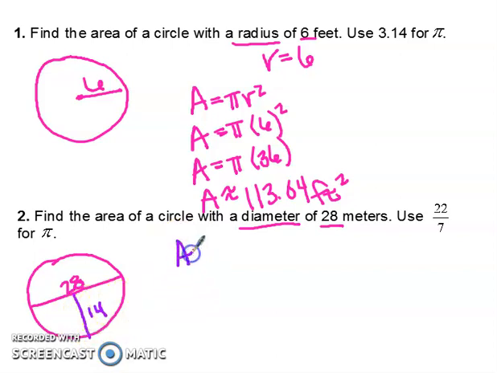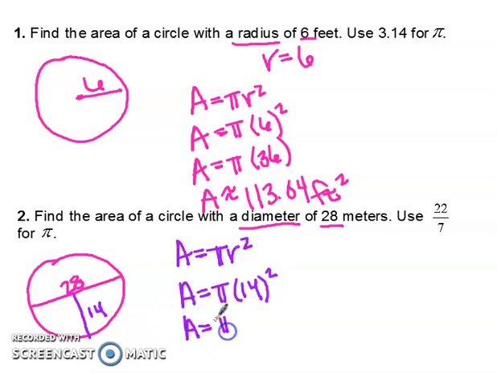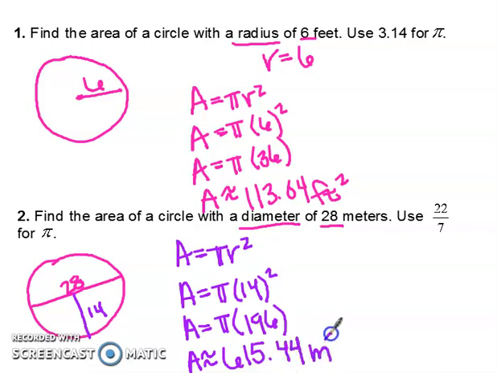Write the formula down. Substitute in the value of r that we found. Evaluate those exponents. And multiply by 3.14. Meters squared.